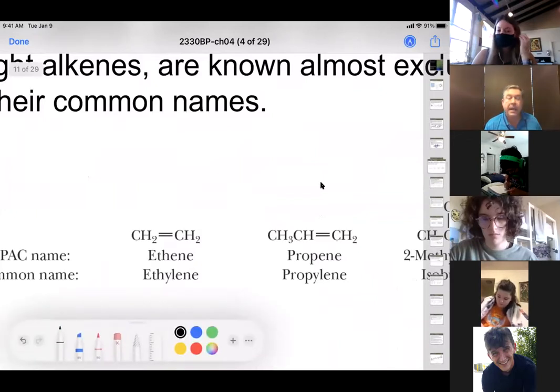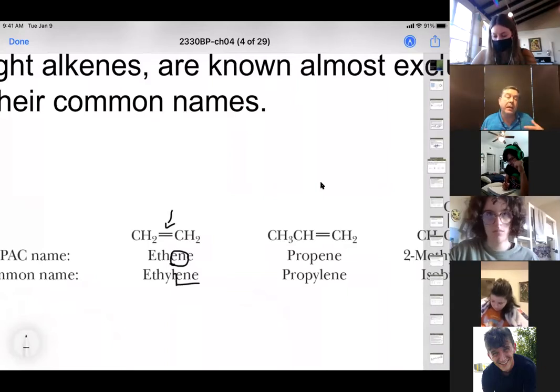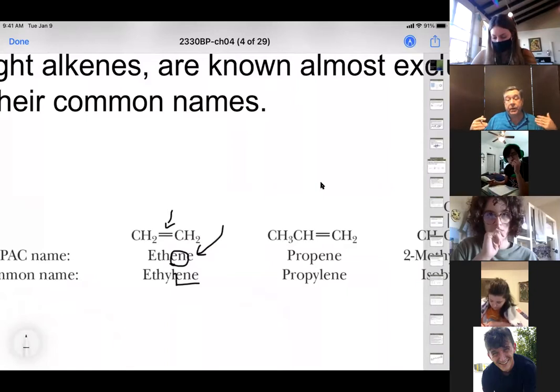If we look at this one right here, we have 2 carbons, so that's eth. We have an alkene, a double bond, so that turns it from ethane into ethene. The ENE says we have a double bond. But the common name is ethylene. It's like a substituent with a double bond. So the common name is similar, but not the same. The IUPAC name is ethene. The common name is ethylene. And you may know that from polyethylene, a type of plastic made from ethylene.